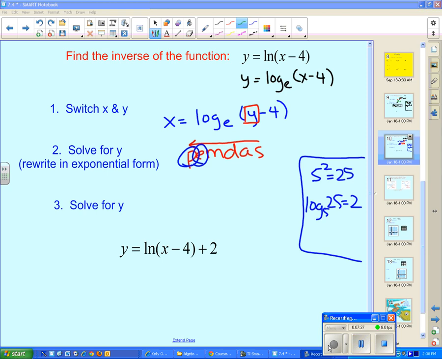So let's see if we know what we're doing. We want to go from logarithmic form to exponential form so we can get on the inside of that, so we can get that y out of there. So same base in my log is base in my power. So I have e to the what? E to the x. E to the x equals y minus 4.